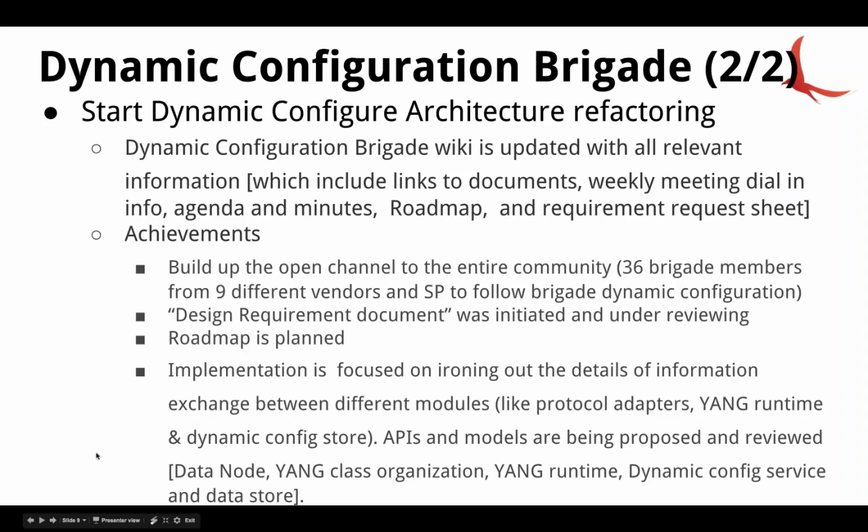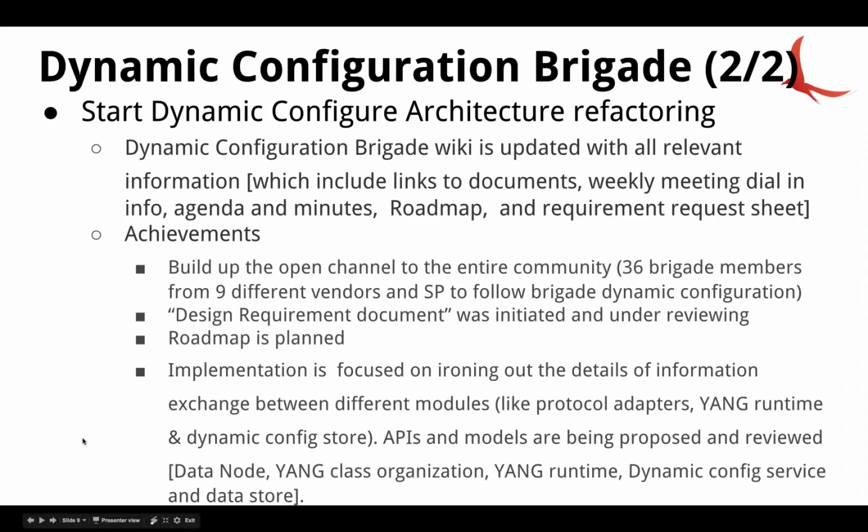So the refactoring of the dynamic configuration architecture is in progress. All the relevant information is updated in the wiki, which includes the links to documents, weekly meeting dial-in and agenda and minutes, roadmap, and a requirement request sheet. What is achieved is that an open communication channel for the entire community is set up. We now have 36 brigade members from 9 different vendors and service providers who show interest in the activities of the brigade. They are either interested in contributing or demonstrating through dynamic configuration. Design requirement document is initiated and is under review.